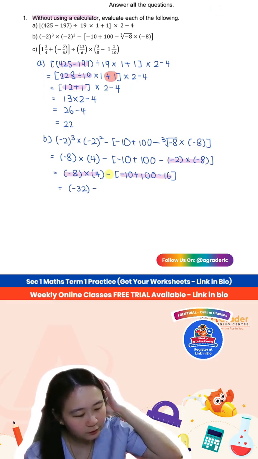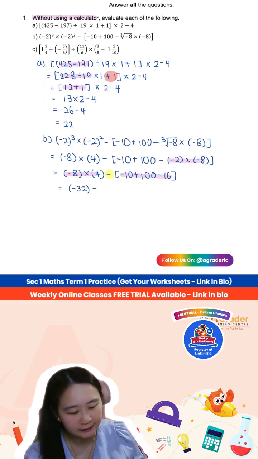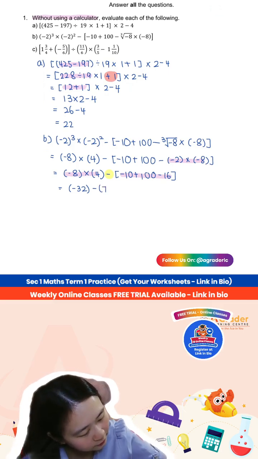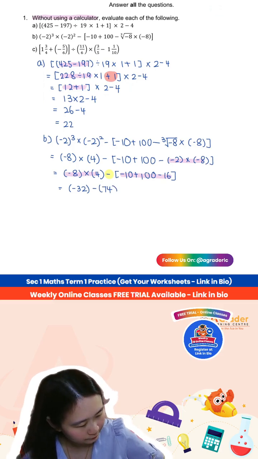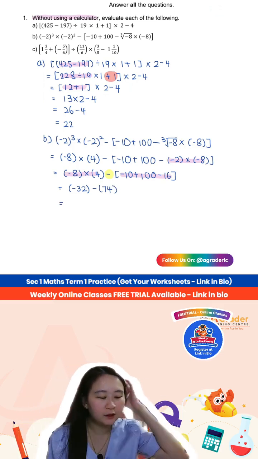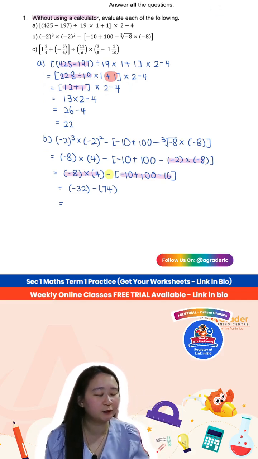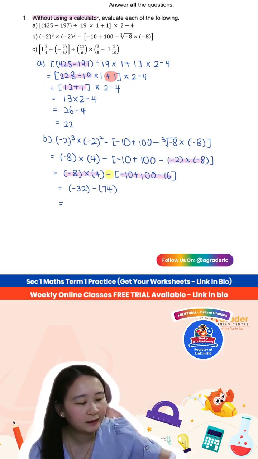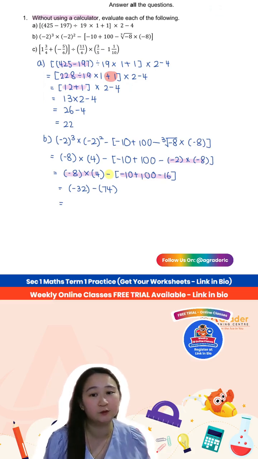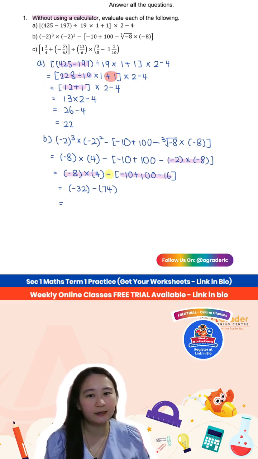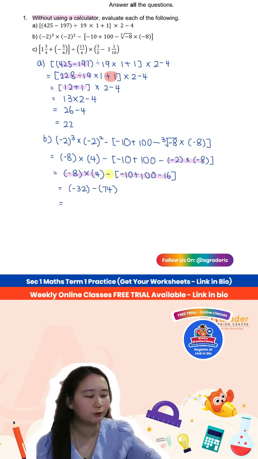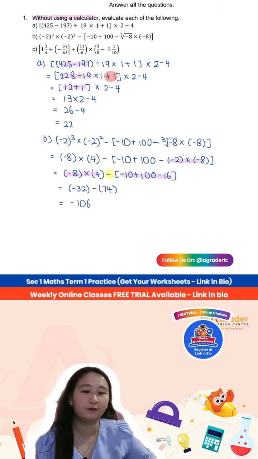So negative 10 plus 100 minus 16, we get 74. So if you deal with negative 10 plus 100 minus 16, then after this step, what you can do is you take negative 8 times 4. So we have negative 32 minus 74, which will give us negative 106.